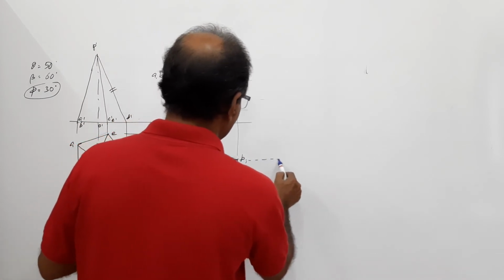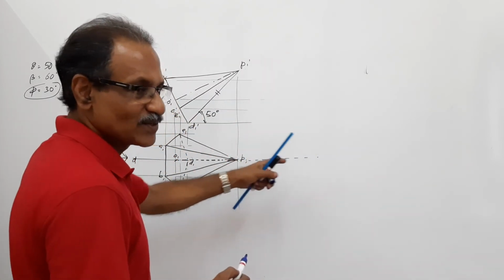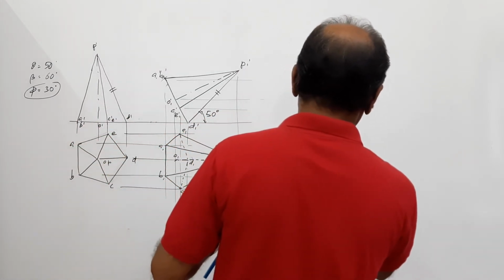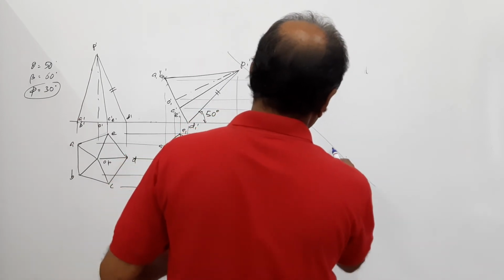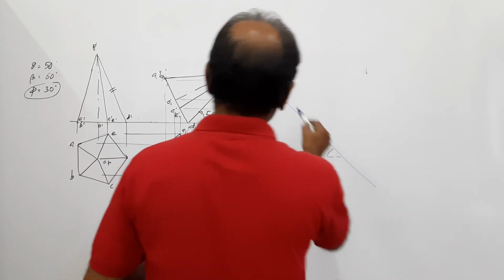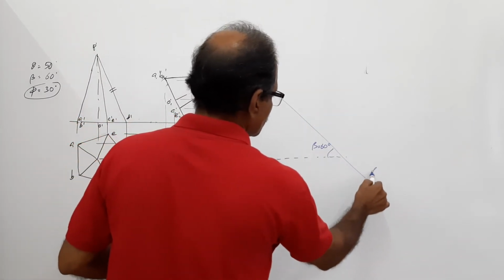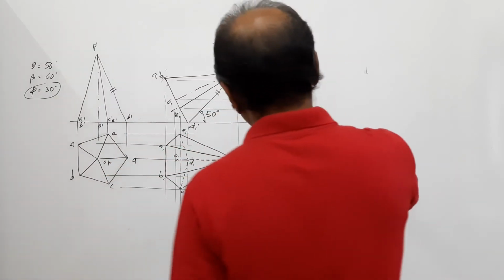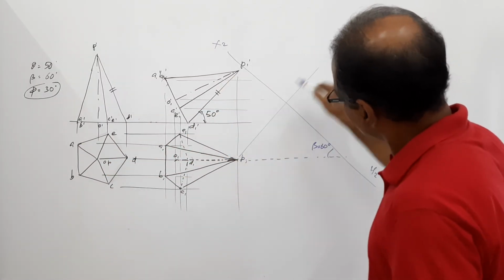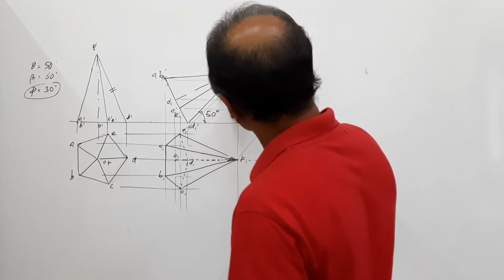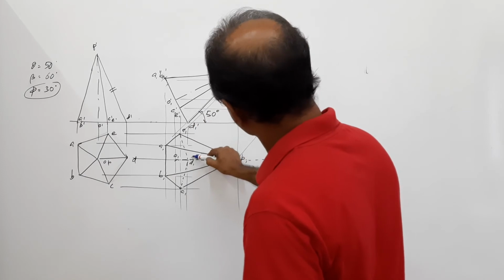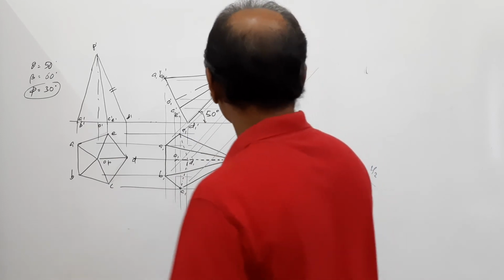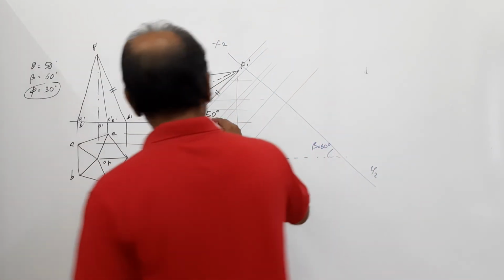So extend the plan of the slanted. This is plan of slanted. No, extend it. At beta, draw X to Y. Agreed? Then draw projectors perpendicular to this. One, two, three, four, five, six. Where is it? Axis.